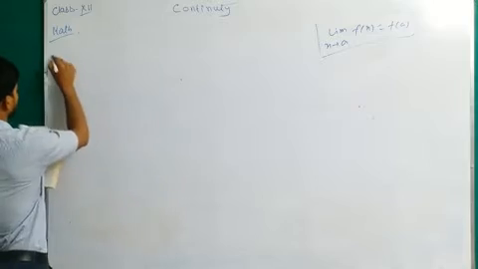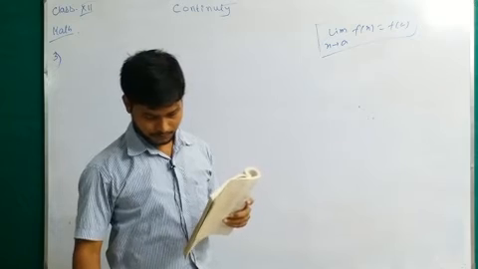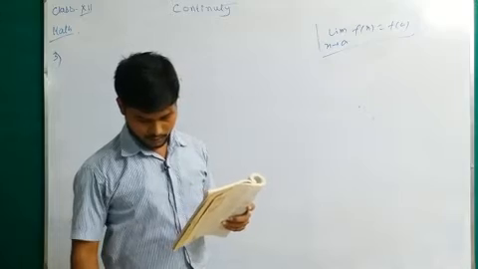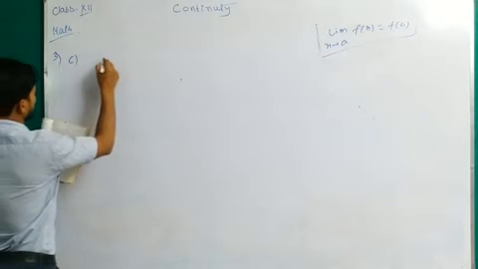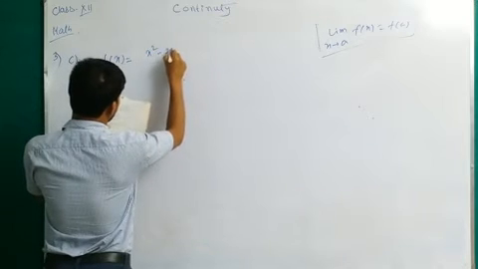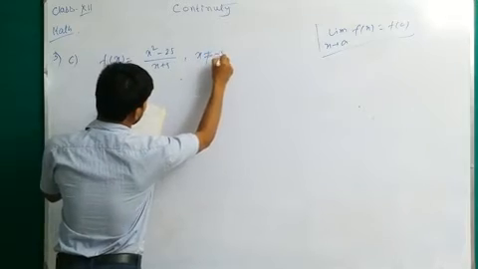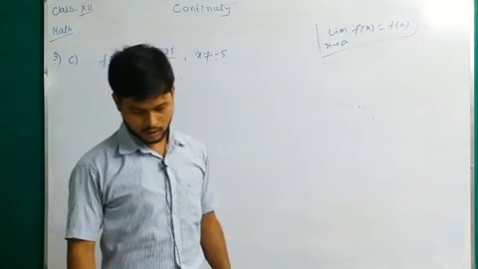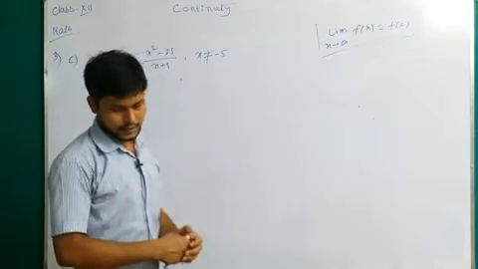Okay, so in question number 3 there are 4 parts. Okay, so I am doing the last 2, question number C and question number D. So for question number C, it is given that f of x is equal to x square minus 25 by x plus 5, where it is given that x is not equal to minus 5. So the domain of the function is all real numbers except x equal to minus 5.